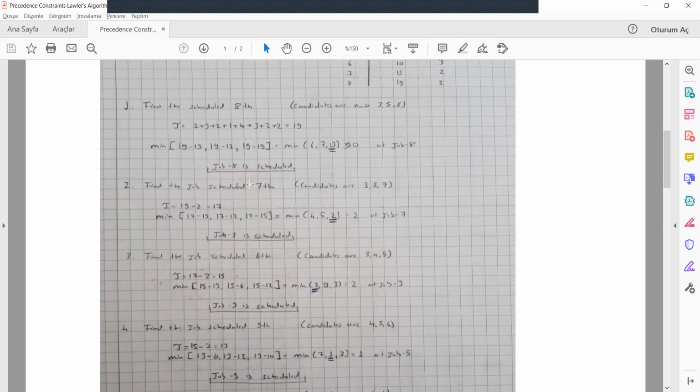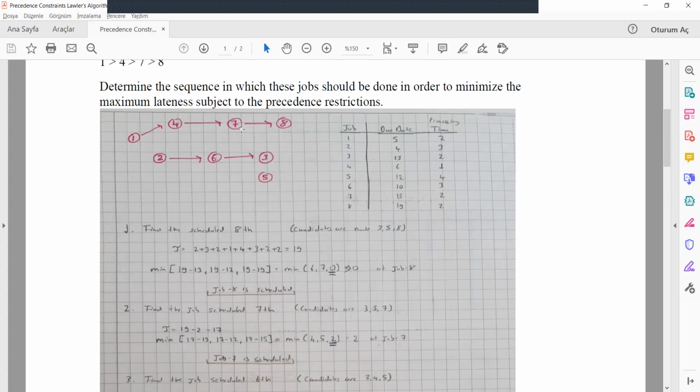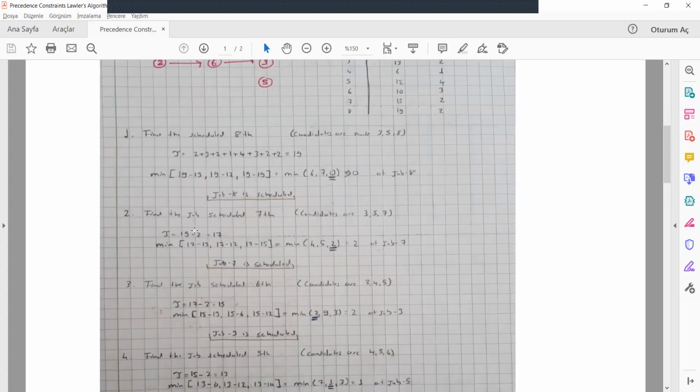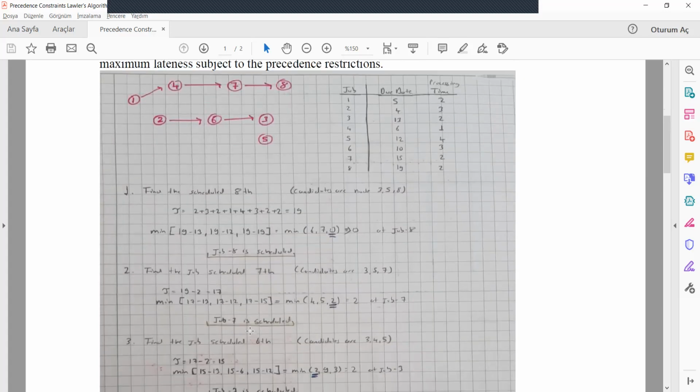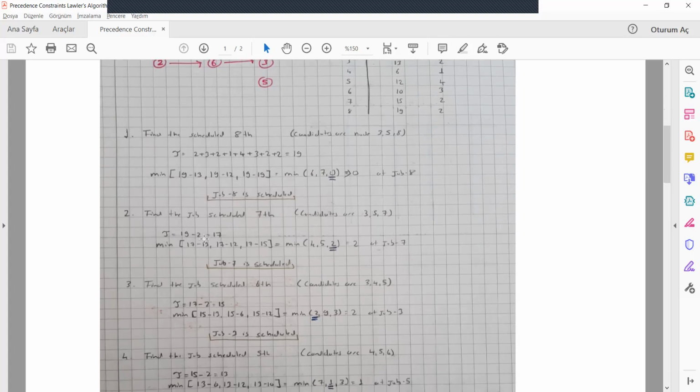For the second step, we need to find the job scheduled 7th. Our new candidates are the third, fifth, and 7th job. So we need to update our processing time. Our new processing time is 17, because we subtract the processing time of the scheduled job, which is job 8, and its processing time is 2, from the previous processing time.